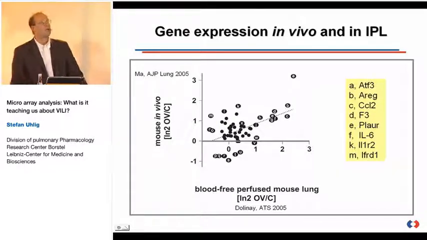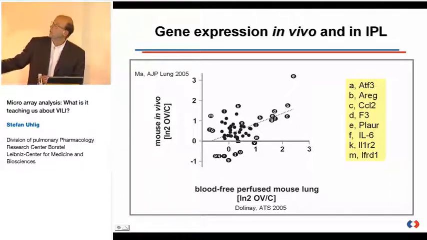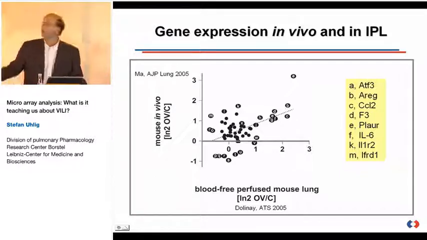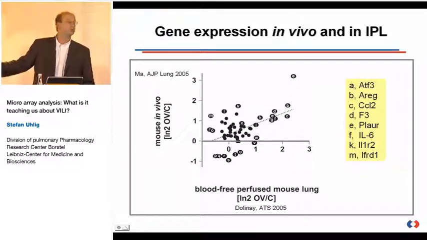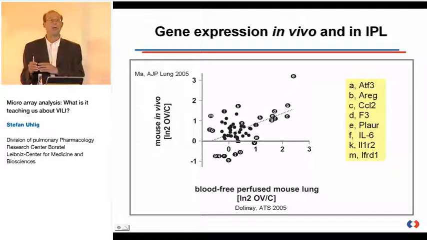And what I did here is I just compared some of the genes that they found increased in the microarray in the intact mice or rats, which are shown on the y-axis, with those which we found in our isolated perfused mouse lung model. And you really see that the correlation is quite good for most of the genes. Actually, and those were all the genes that were significant, right? That were significant in their array and in our array.